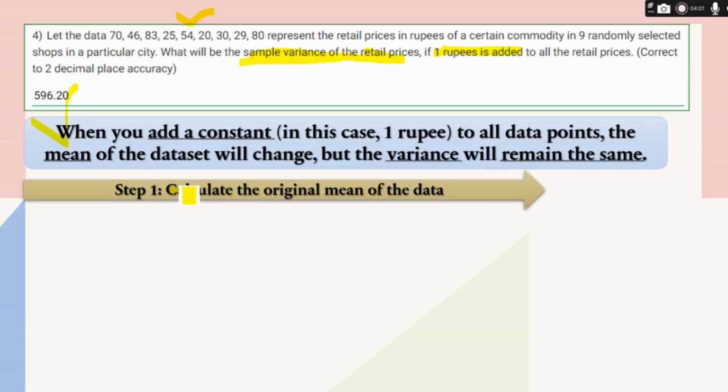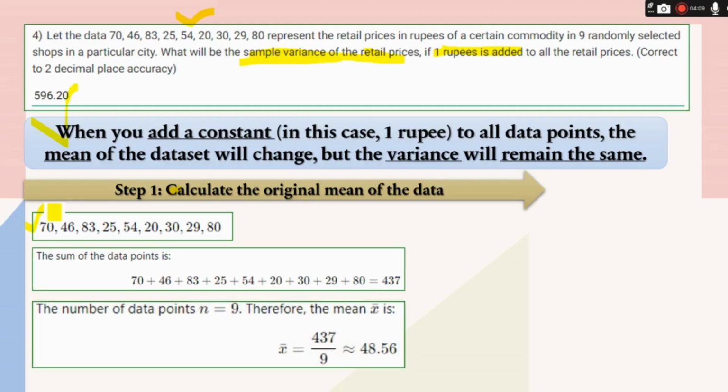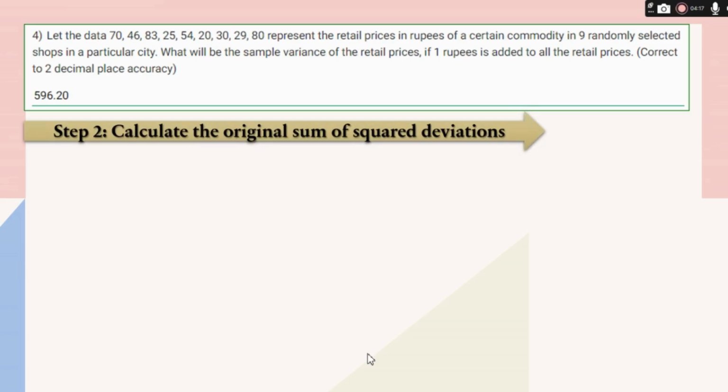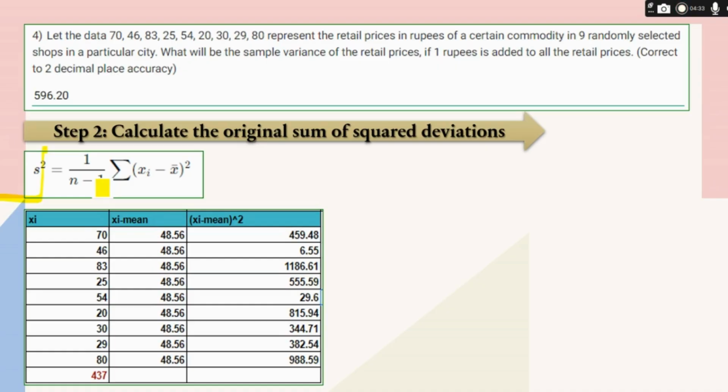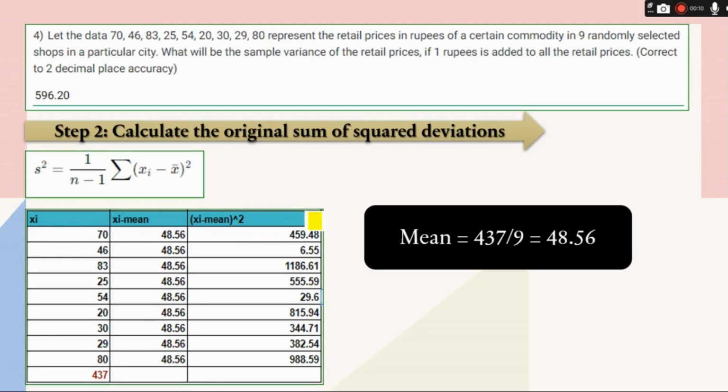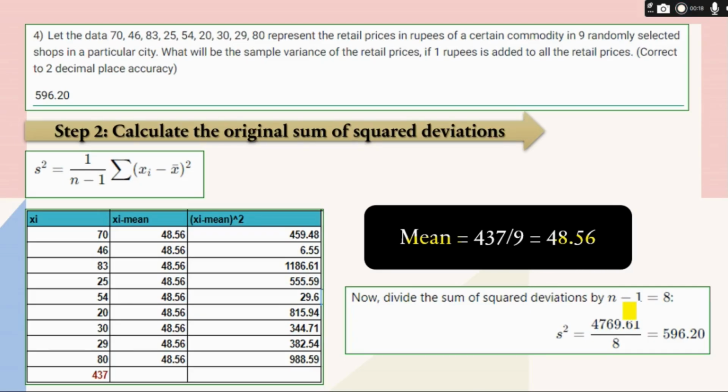Step 1 is to calculate the original mean of the data. So our original data is this, without adding 1. So our mean comes out to be 48.56. Now step 2 is to calculate the original sum of squared deviations. Now we all know this is the formula of sample variance. So this is our table. We will find the mean, which will be 48.56. Now we will put the mean in the sample variance formula and we will get our answer, that is 596.20. So now let's move to our next question.